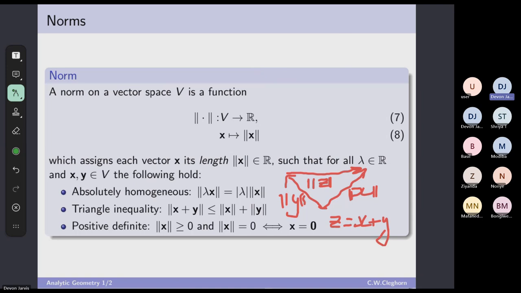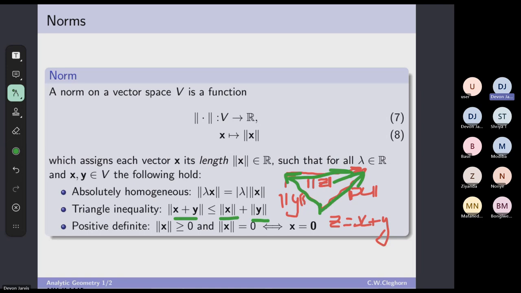Then you have the triangle inequality. So the sum of two vectors, if you take its norm, is less than or equal to the sum of the norms of each of the vectors individually. And you can see why it's called the triangle inequality over here. If I have a vector x over there, and a vector y over there, and I add them together, we're going to get the vector z. That forms a triangle.